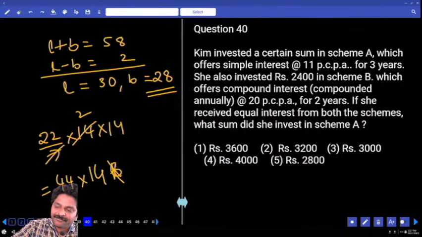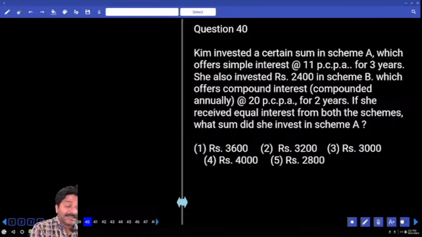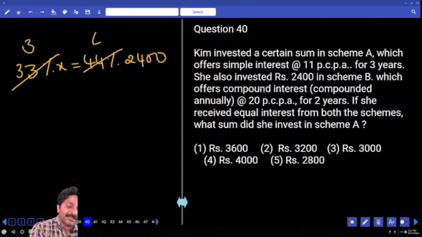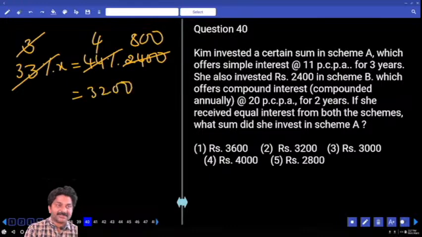Kim invested a certain sum of money in scheme A which offers simple interest at the rate of 11% per annum for 3 years. How much interest will we get? 33%. She also invested 2,400 in scheme B which offers compound interest at 20% per annum for 2 years. How much is the interest obtained? 44% upon 2,400. If she received equal interest from both the schemes, interest received is the same. That means 33% of X is equal to 44% of 2,400. 11% cancellation, 3 times here and then 4 times. 800 times into 4, 3,200, final answer.